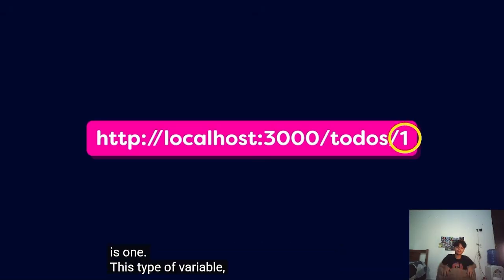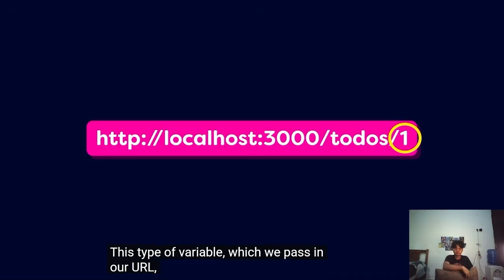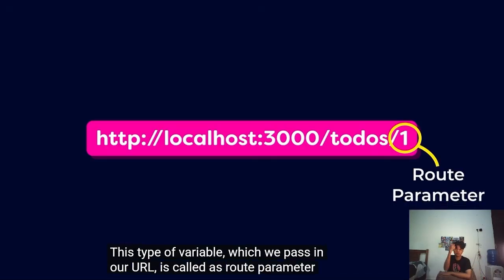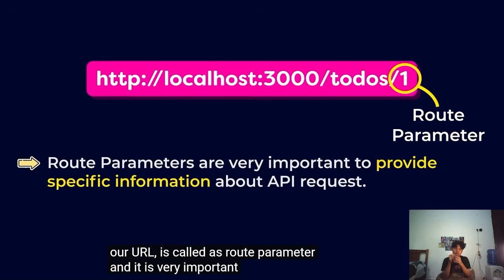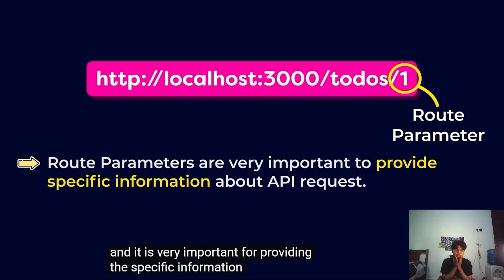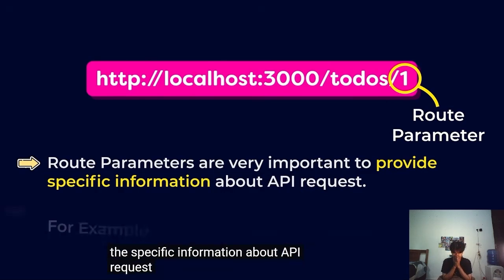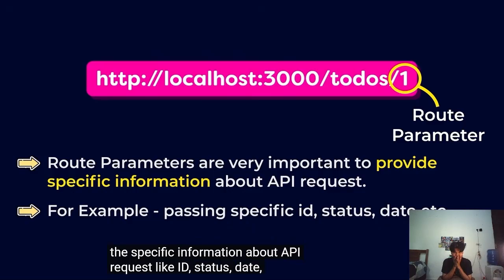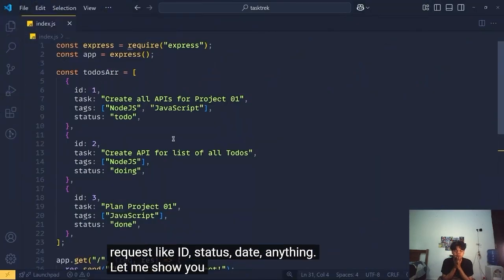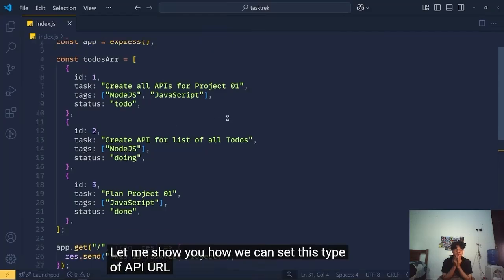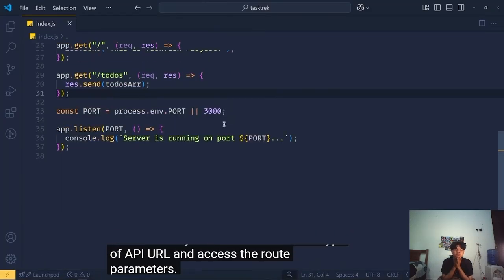This type of variable which we pass in our URL is called a route parameter, and it is very important for providing specific information about an API request, like ID, status, date, anything. Let me show you how we can set this type of API URL and access the route parameters.